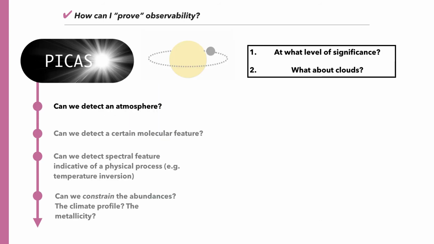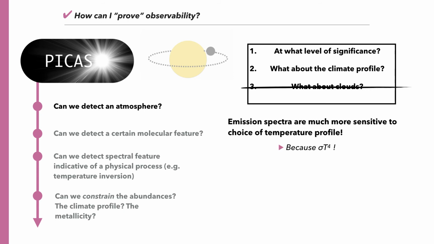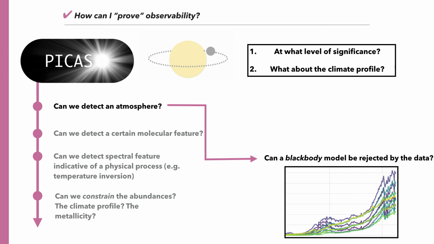Now, we'd also like to repeat the same exercise for the emission spectra. The number one difference between these two analyses, though, is that emission spectra are less susceptible to obscured features from clouds. And instead, one of the 0th order effects on emission spectra from a modeling perspective is your choice of temperature pressure profile, of course, because of sigma T to the 4th. The second major difference is that instead of ruling out a y equals mx plus b model, we're going to instead rule out a simple blackbody.